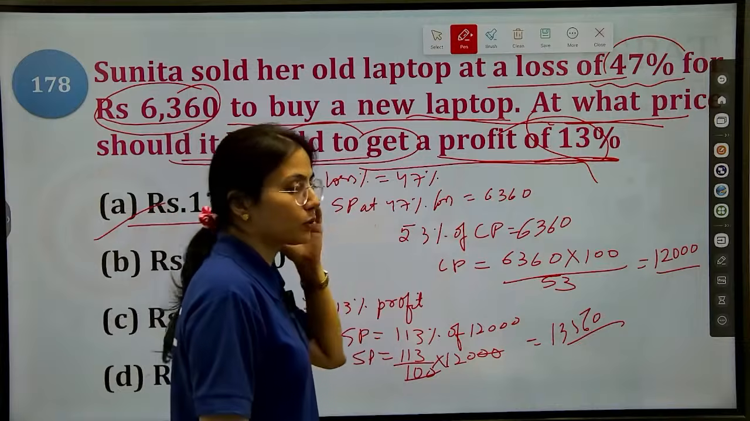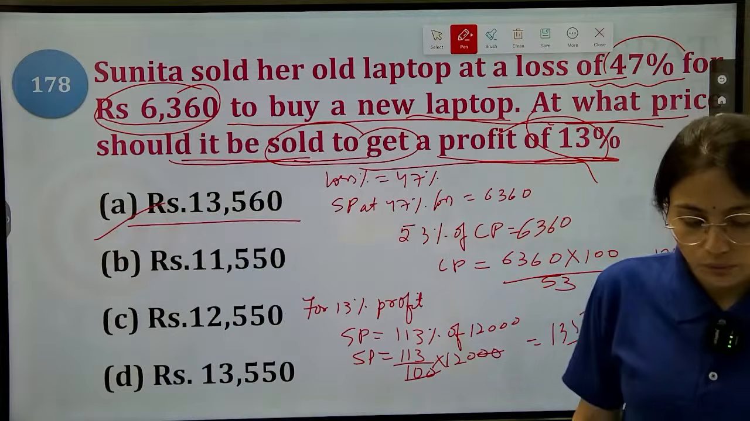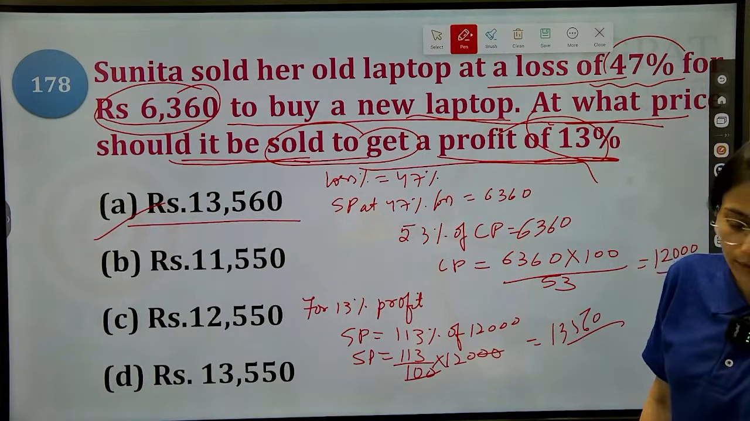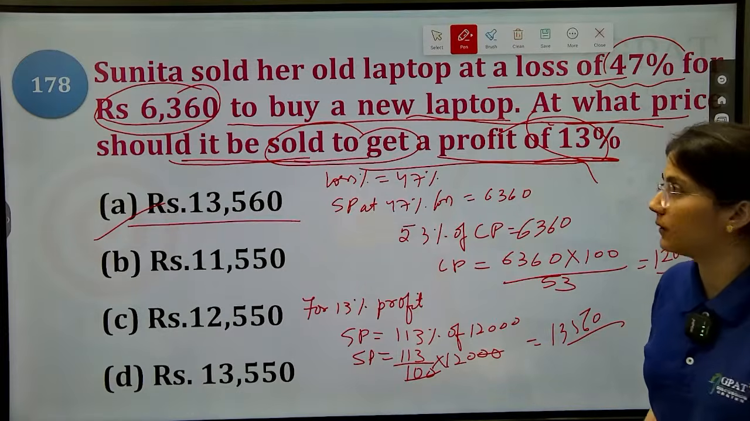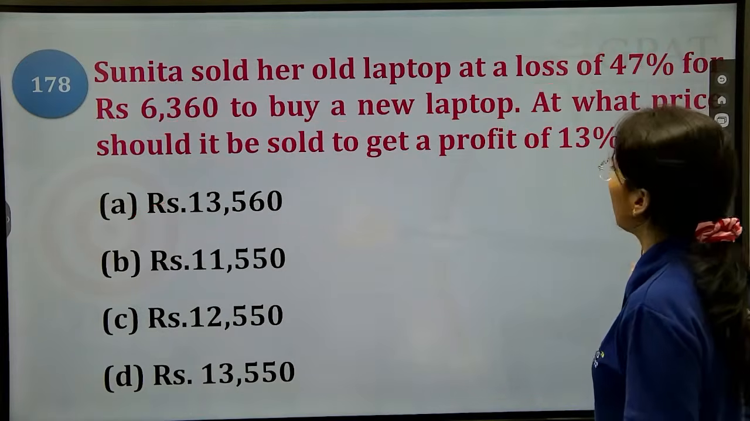so SP is equal to what? 113 of 12,000. So by solving you will get your SP. So the answer is 13560.